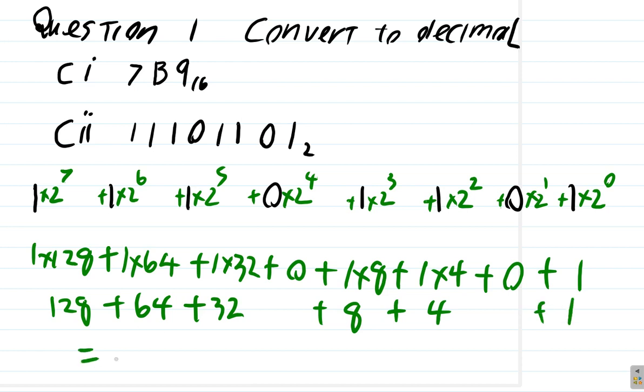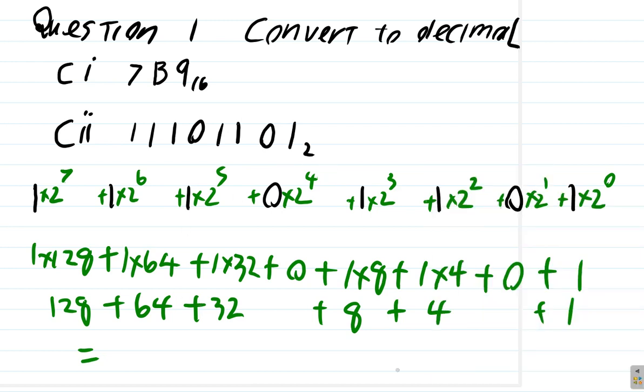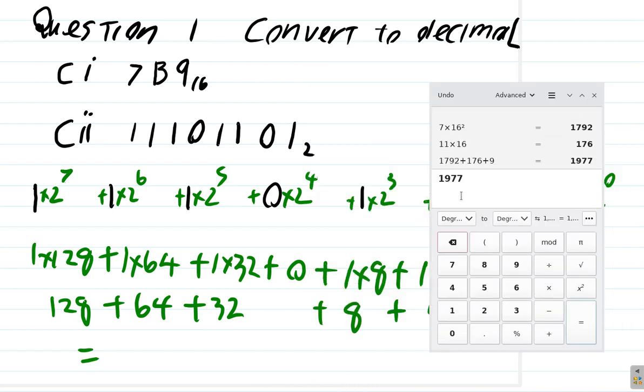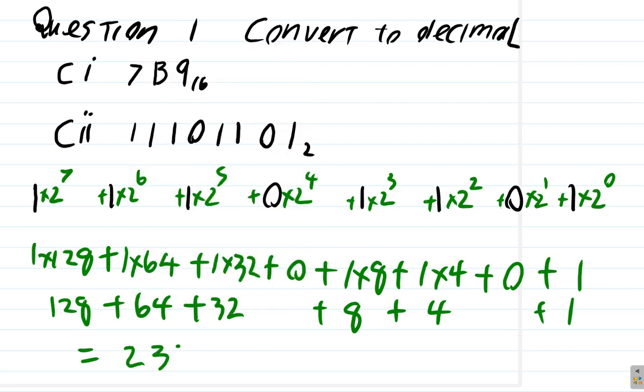So when you add those all up, let's look at our calculator and add them up. So here now, you have 128 plus 64 plus 32 plus 8 plus 4 plus 1 equals 237. 237 is what you get for the answer there.